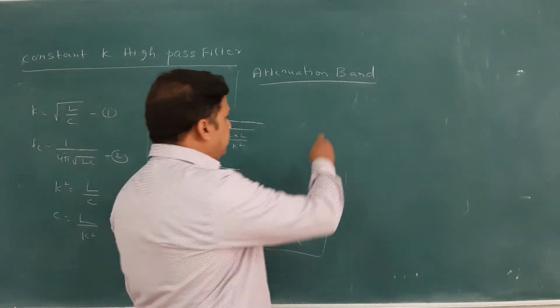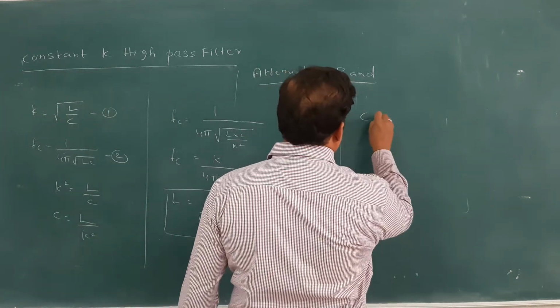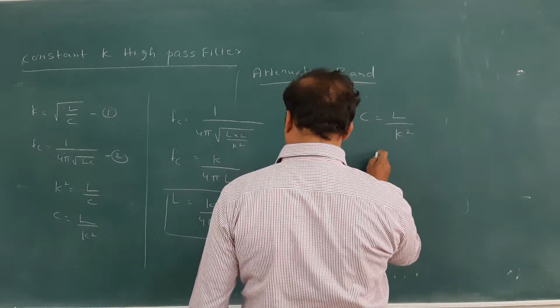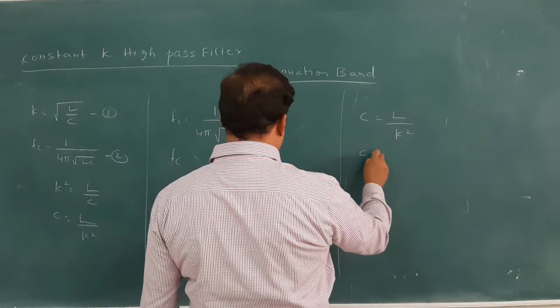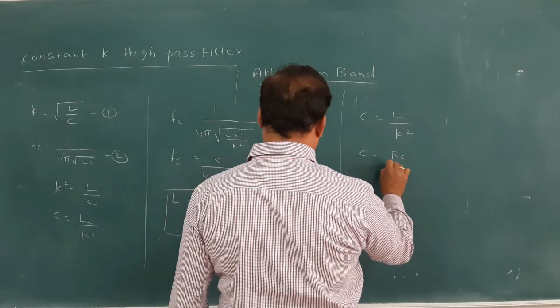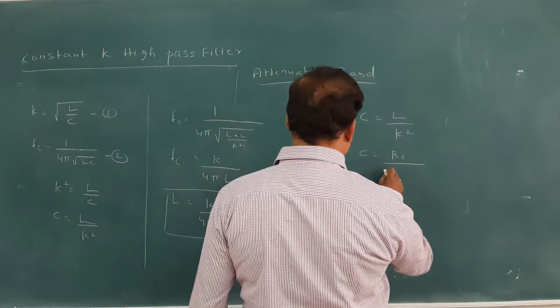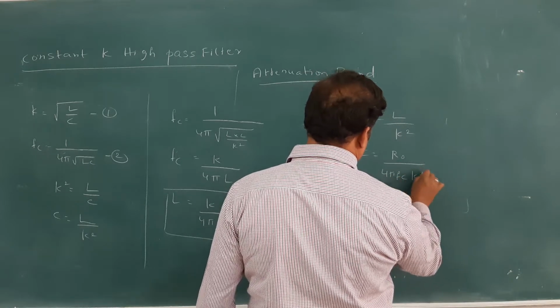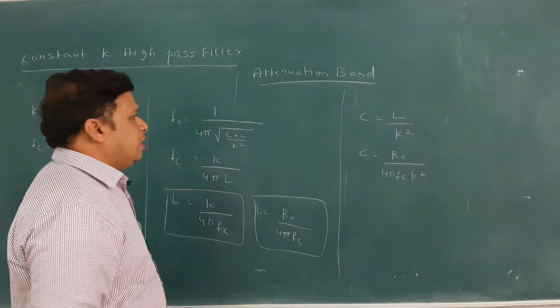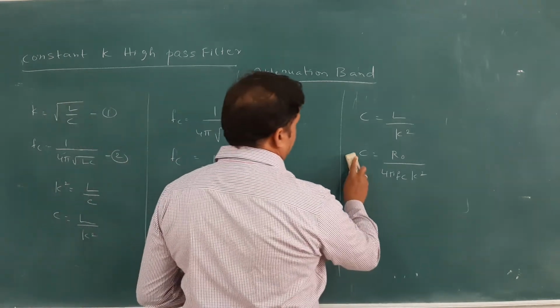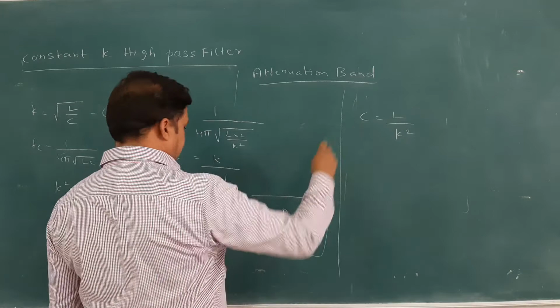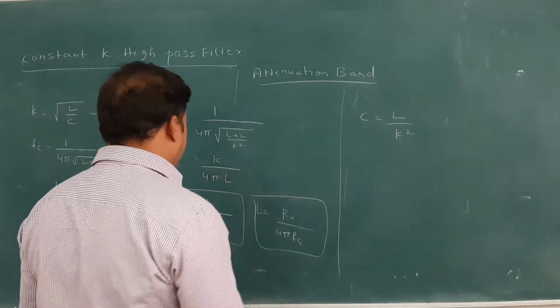And the C value, what is C value? C is equal to L by K square. So what is L here? L is equal to R naught by 4 pi Fc, times K square. Here, C is equal to L by K square. Okay, C is equal to L by K square.